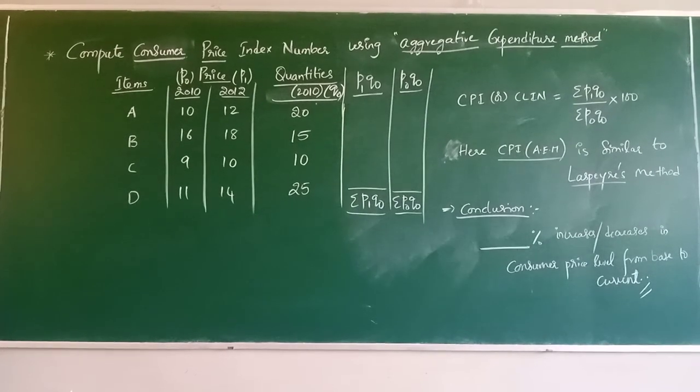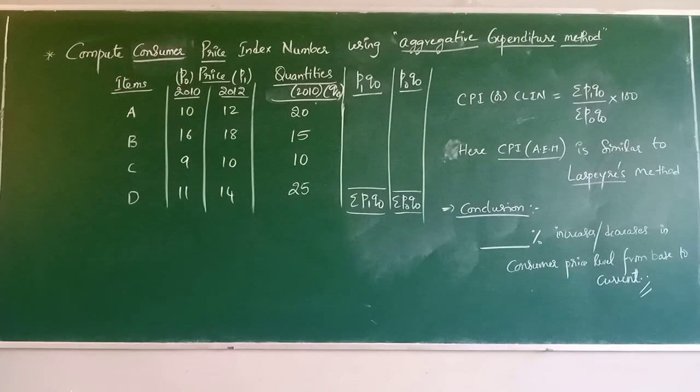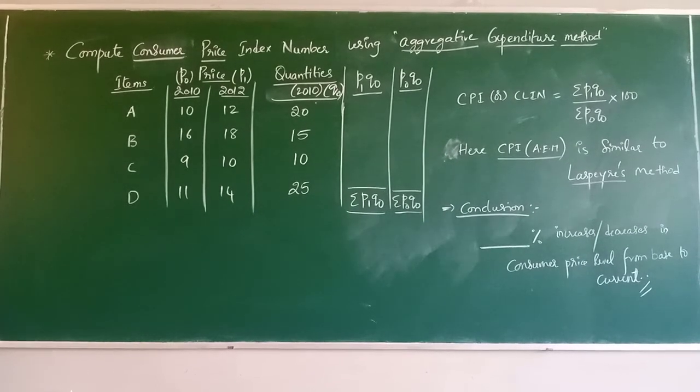Coming to the next method, compute consumer price index number using the aggregative expenditure method. First and foremost, what is consumer price index number? Nothing but the cost of living index number. The definition: the cost met by a specified group of people, a class of people, in purchasing their basket of goods and services. This is the apt definition for the cost of living index number. Another name is consumer price index number.